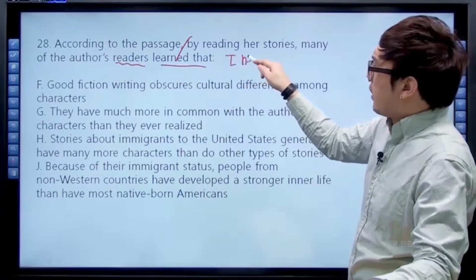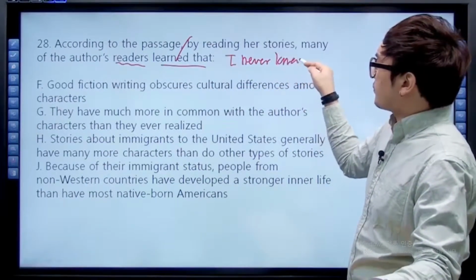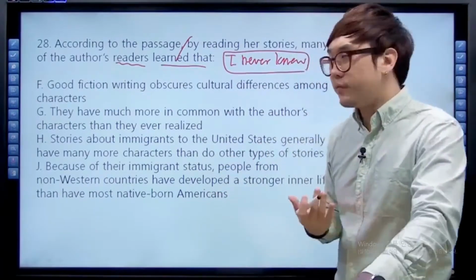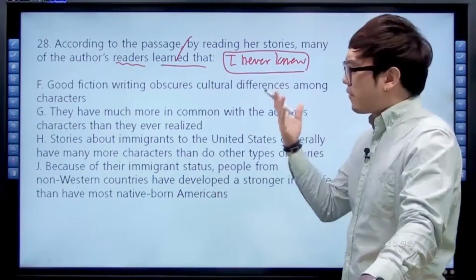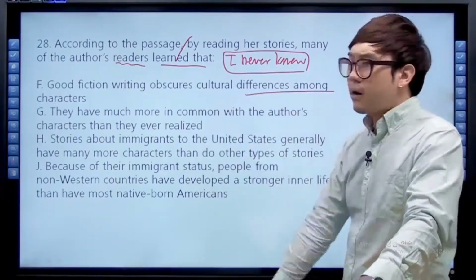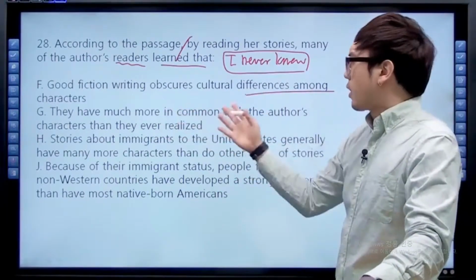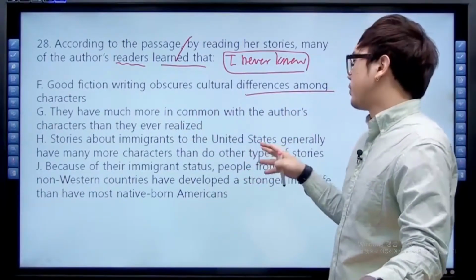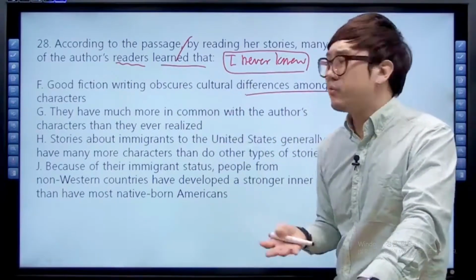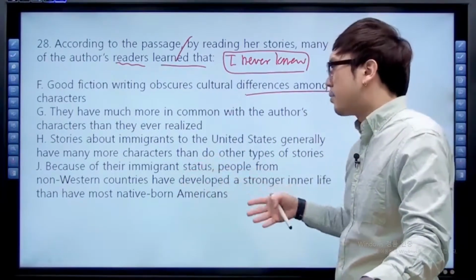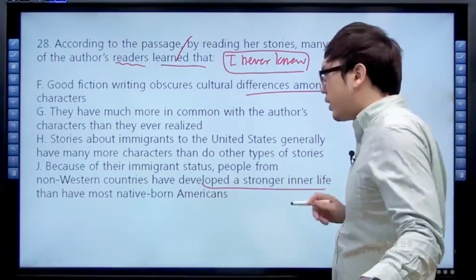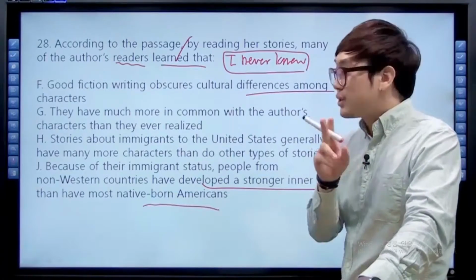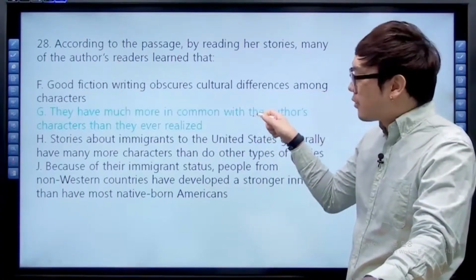They learn, I never knew that, right? They learned this, I never knew. Meaning, they had to sensitize the editors and readers. And so, what would it be? Would it be the good fiction writing obscures cultural differences among characters? Or is it that they have much more in common with the author's characters than they have ever realized? Or is it the stories about immigrants to the United States generally have more characters than they normally would? Or because of their immigrant status, people had to somehow develop a stronger inner life than most native-born Americans? That's not true, right? So the only thing that you can see here right now is this.